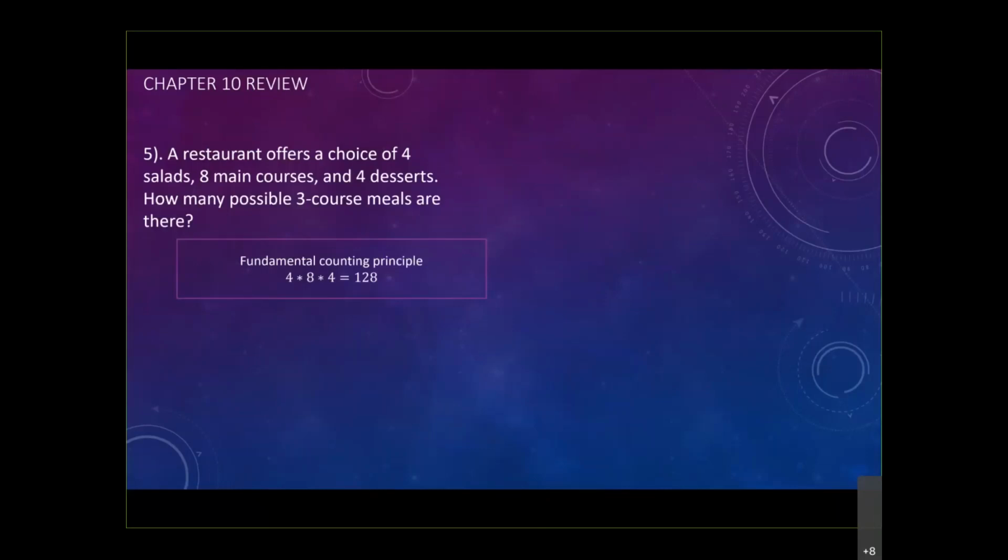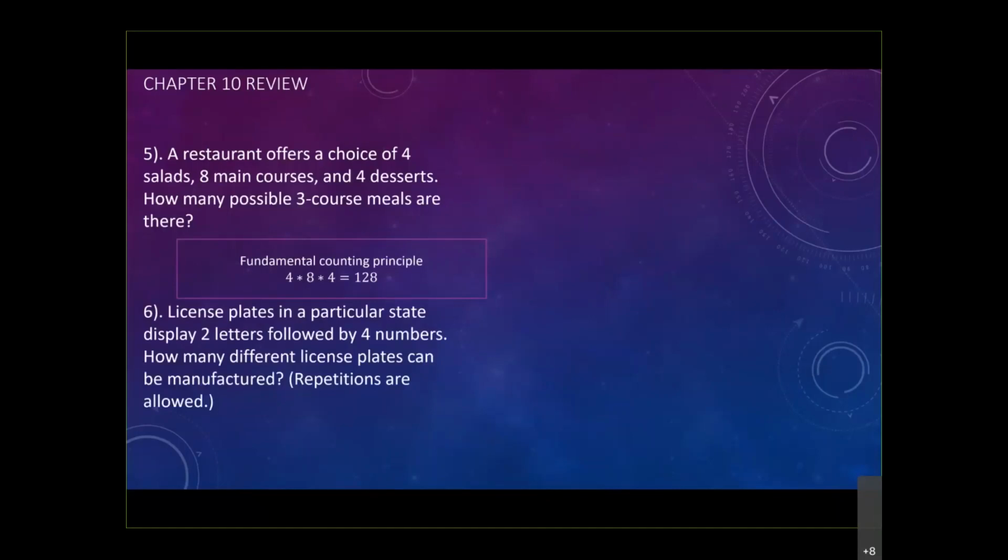And similarly, let's take a look at problem 6, which is the fundamental counting principle, similar to problem 5. But you probably say, well, not really, Mrs. Tran, right? Let's take a look. The license plates in a particular state display 2 letters followed by 4 numbers. In how many ways can the license plate be manufactured, right?